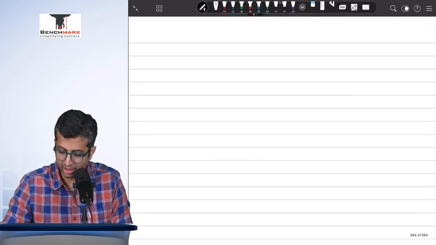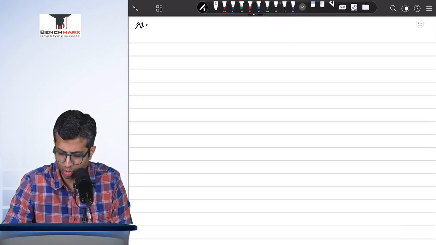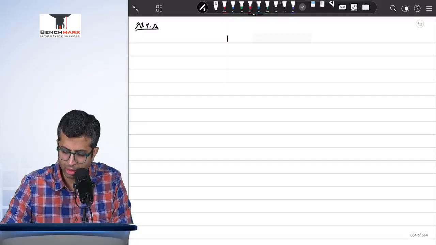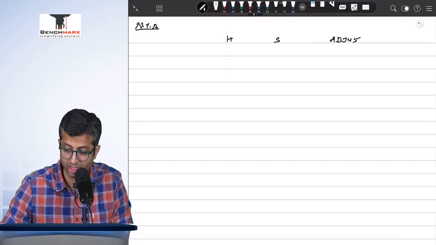So when we look at the notes to accounts, you can prepare this in a vertical format, or for simplicity, currently I'm just doing this in a horizontal format. So this is H, this is S. If there are any adjustments, you can note that down, and then that will be the total that will appear in the CFS.